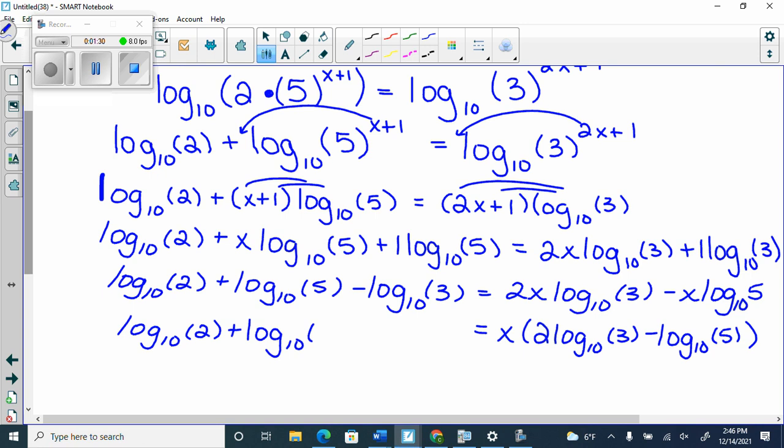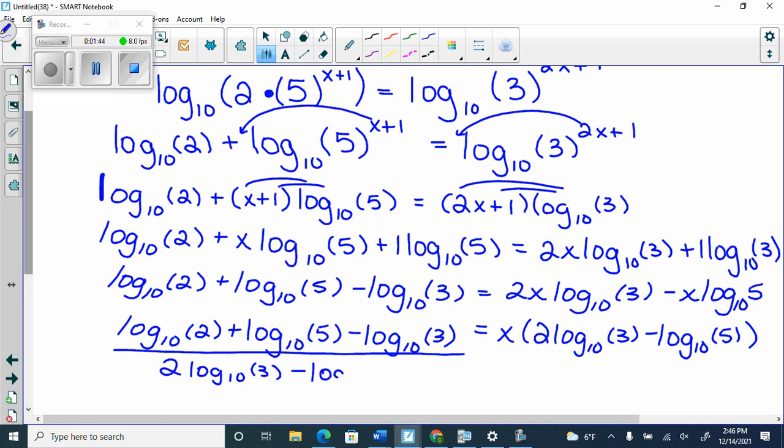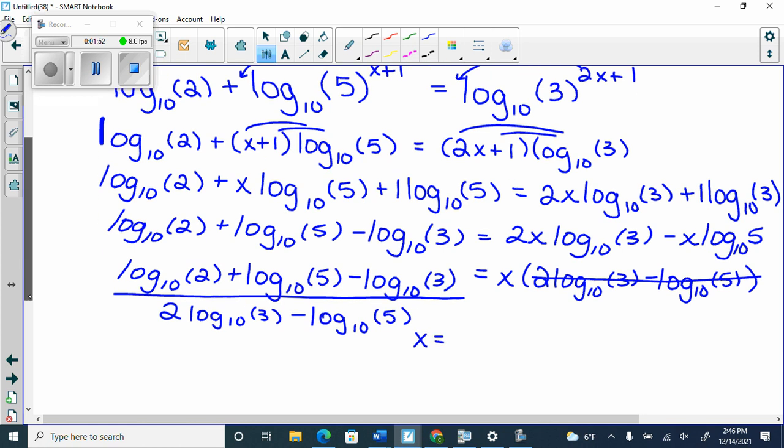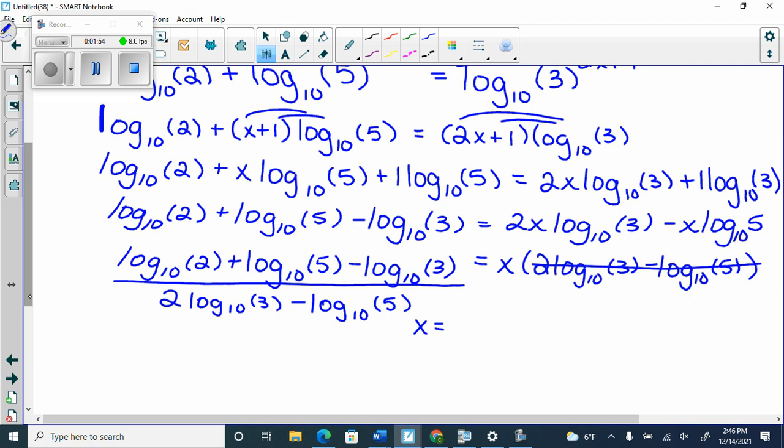And remember I said with the log base 10s at the end you could actually drop them off and you could just put in log 2 plus log 5 minus log 3 divided by 2 log 3 minus log 5, because log base 10 is just the log button. And what does x equal? Does anyone get it? It's like 2.05. 2.05? Yeah, when you round it. Okay.